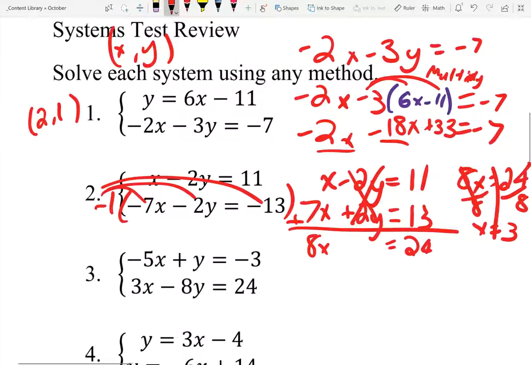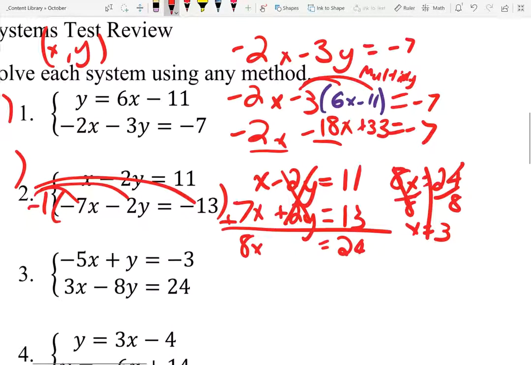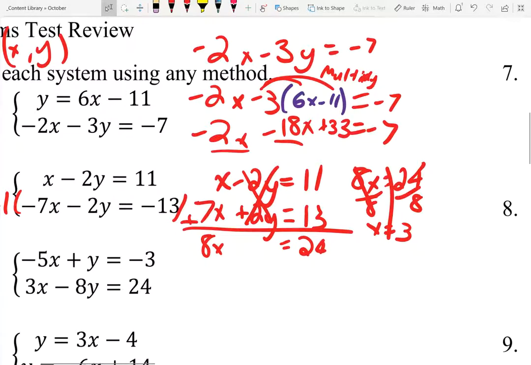Just like on the last problem, remember, though, our answer is an ordered pair, so we still have to figure out what the y value is. So just like the last problem as well, you can pick either equation, doesn't matter which one, okay, and then plug in the 3 for x. You can plug it in for that x, you can plug it in for that x, doesn't make a difference. Pick one and I'll work it out.